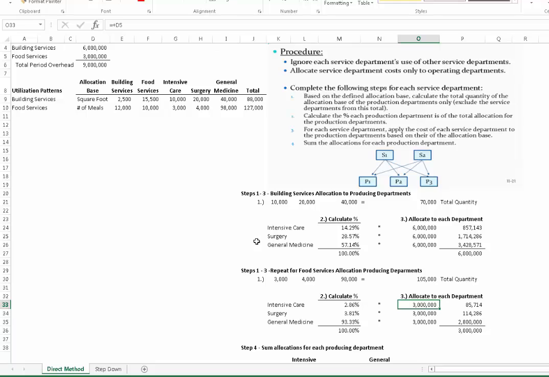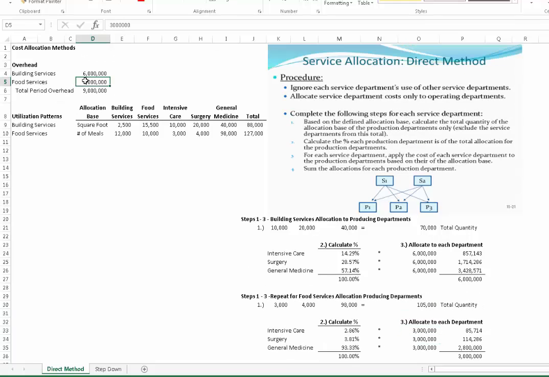Then we multiply that by the total estimated cost for the cost center of food services to get the actual allocation. Intensive care, with the small number of meals they consume in comparison to the total, picks up 85,000 out of the 3 million. Surgery picks up 114,000, and then general medicine picks up the rest. The final aspect of this, since we're allocating the cost from both service departments to each of the producing departments, is to calculate how much of the cost each producing department receives.